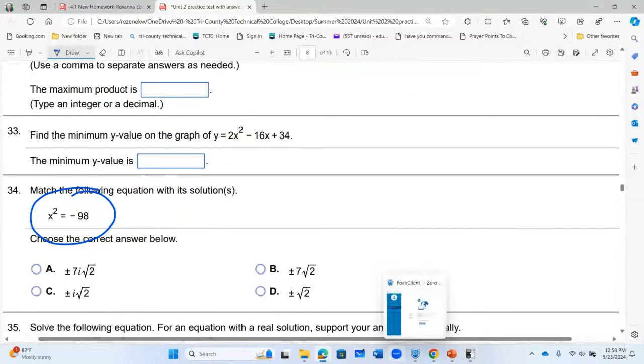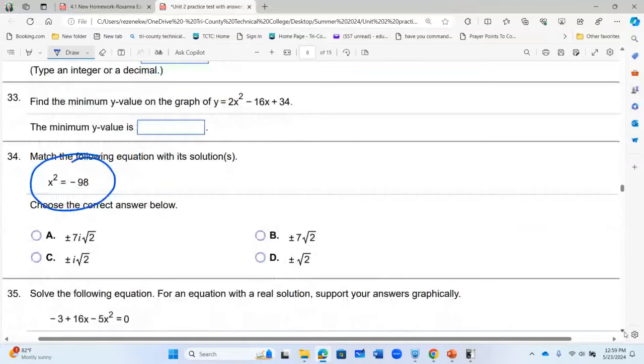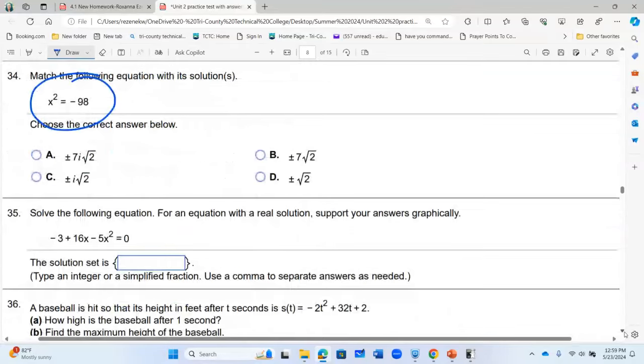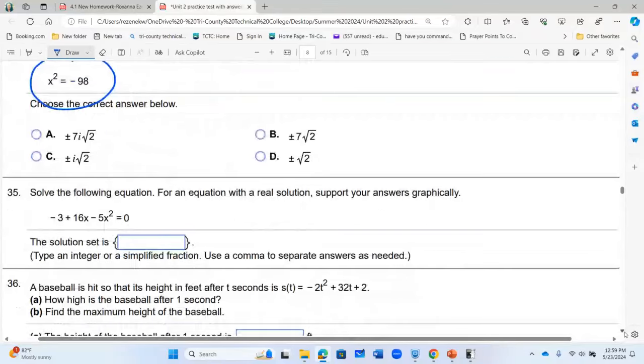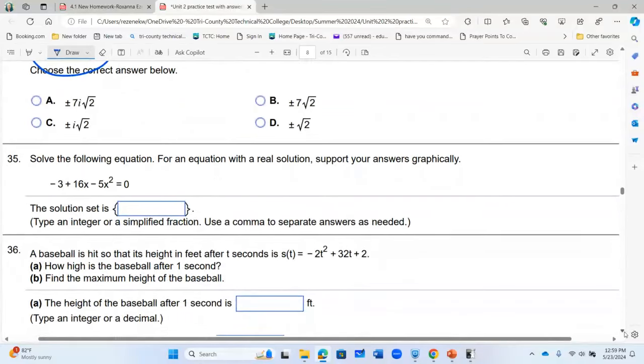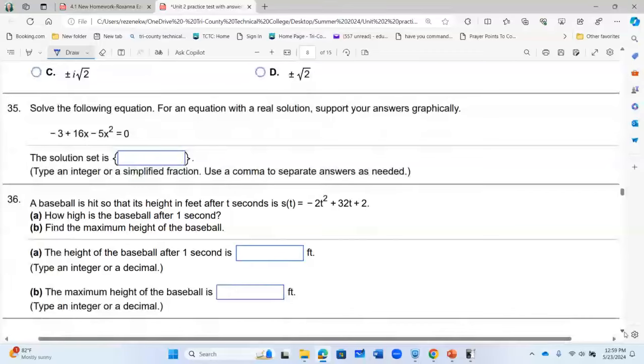What you want to do is, if you're told to find the minimum, and you're not told to do it algebraically, go put it in your calculator. Put it in, and ask your calculator to give you the minimum point. I did it in the other class, and you can actually also see it now. Solve the following equation. For an equation with a real solution, support your answer graphically. Okay. I think you can do number 35.